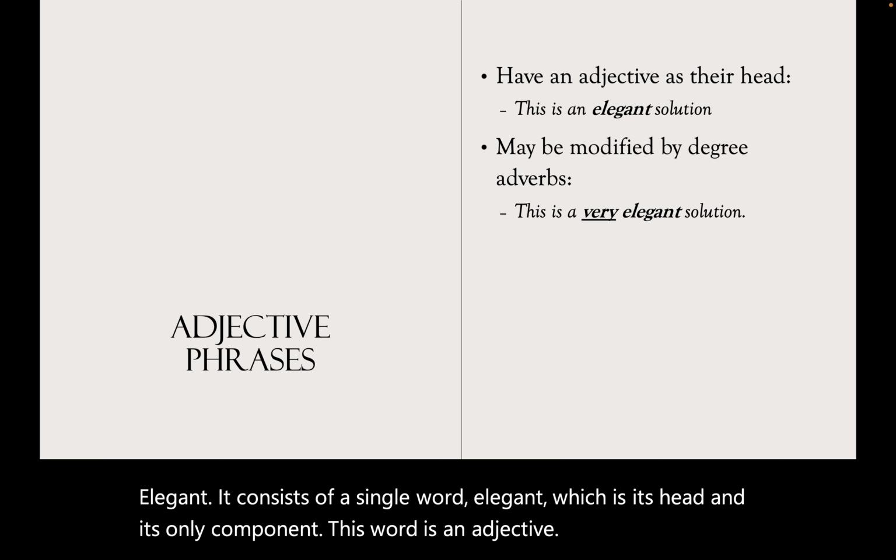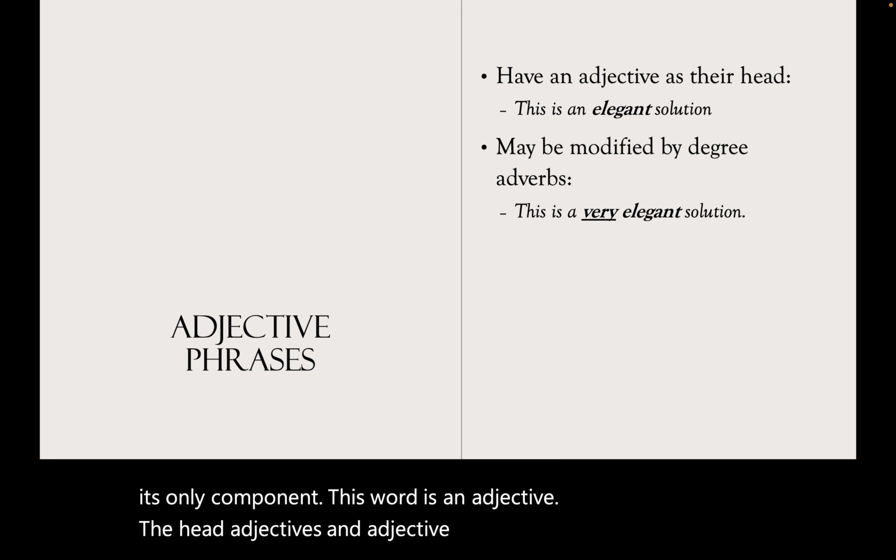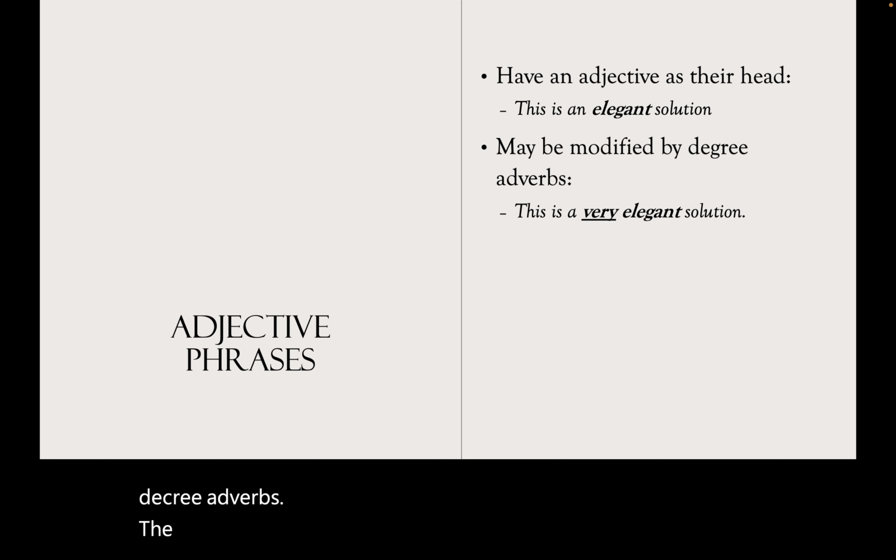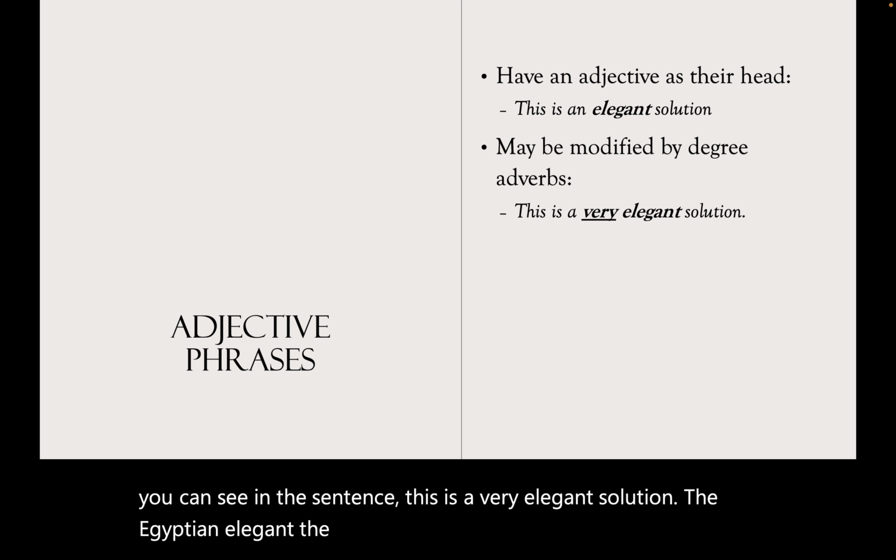The head adjectives and adjective phrases can also be modified by degree adverbs. The most canonical degree adverb is very, as in very elegant. As you can see in this sentence, "This is a very elegant solution," the adjective elegant is still the head. We cannot delete it without creating an ungrammatical sentence. "This is a very solution." The word very is an optional modifier that is part of the adjective phrase.